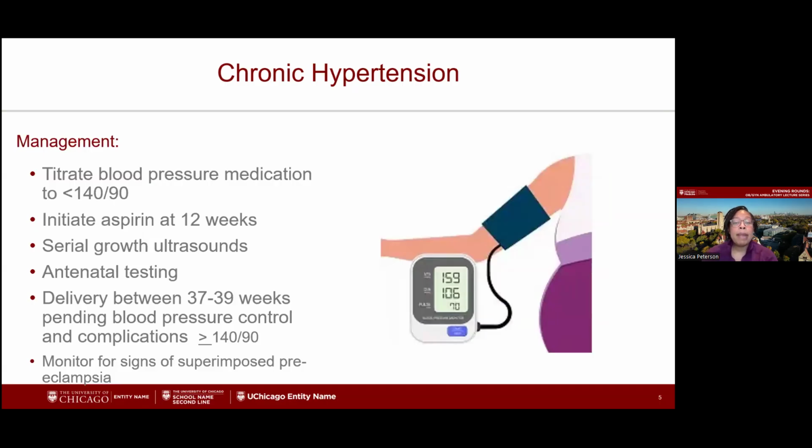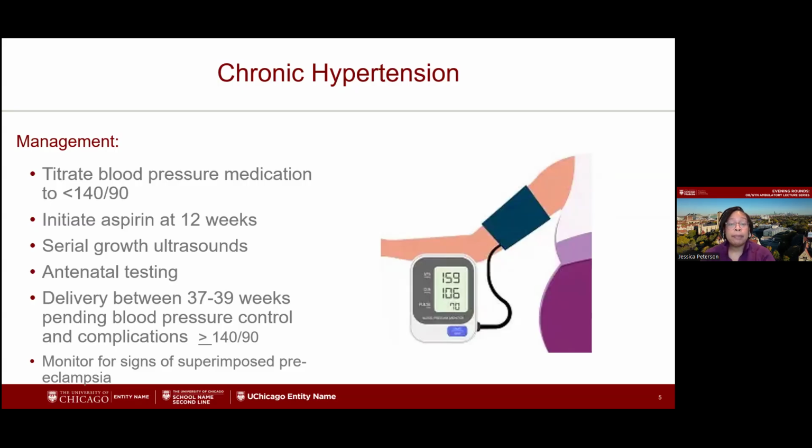So how do we manage chronic hypertension in pregnancy? Oftentimes these patients may need blood pressure medication to keep their blood pressure less than 140 over 90. Our goal is for them to primarily be less than 140 over 90, but they do not have to be perfect. And this is where we often utilize home blood pressure monitoring as well as clinic blood pressures to determine if someone needs to start medication or if their medication needs to be increased.